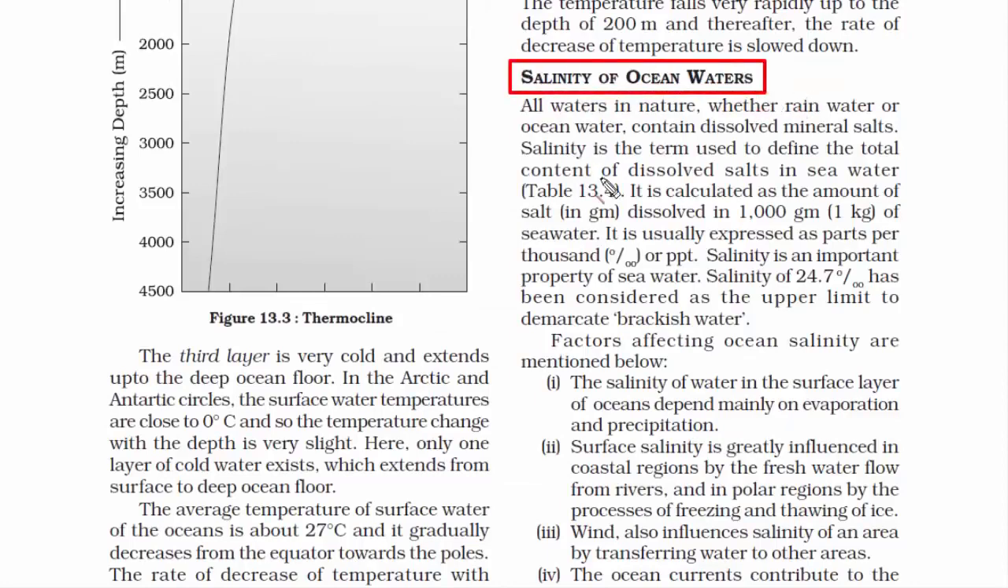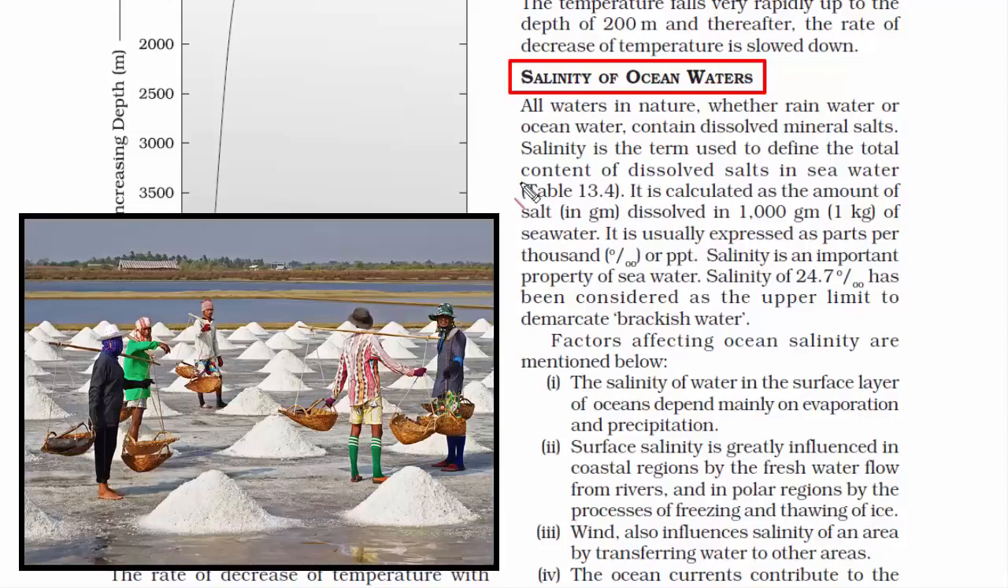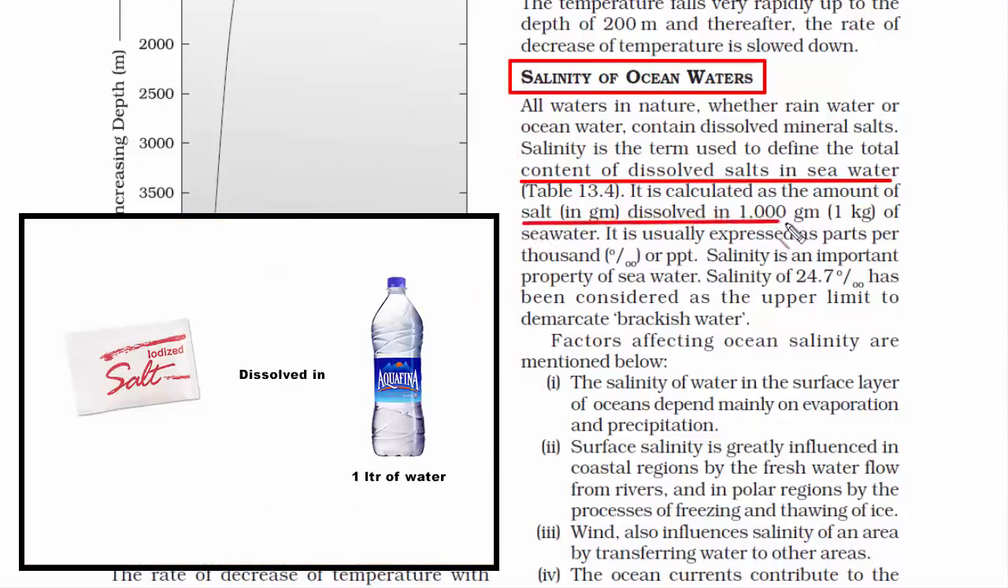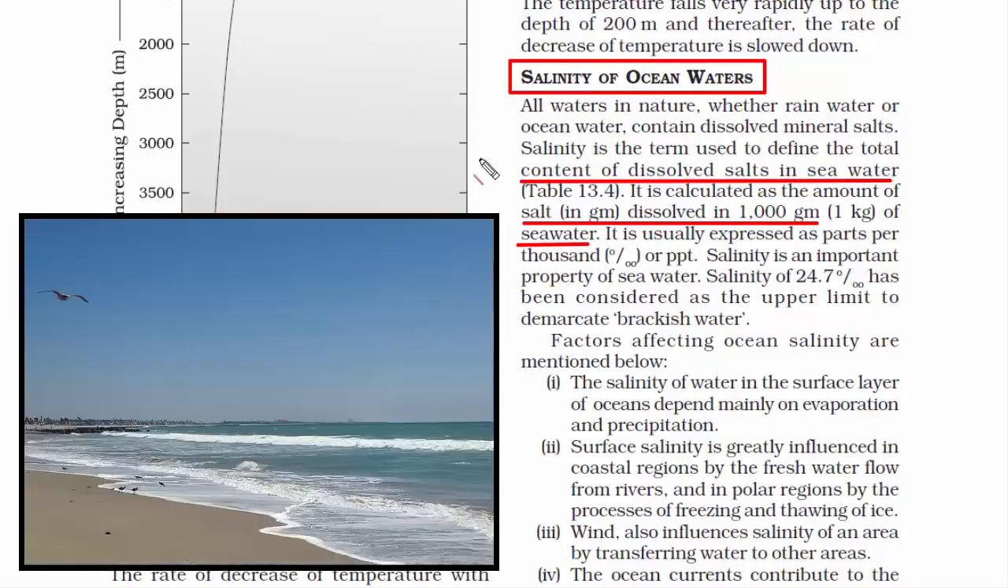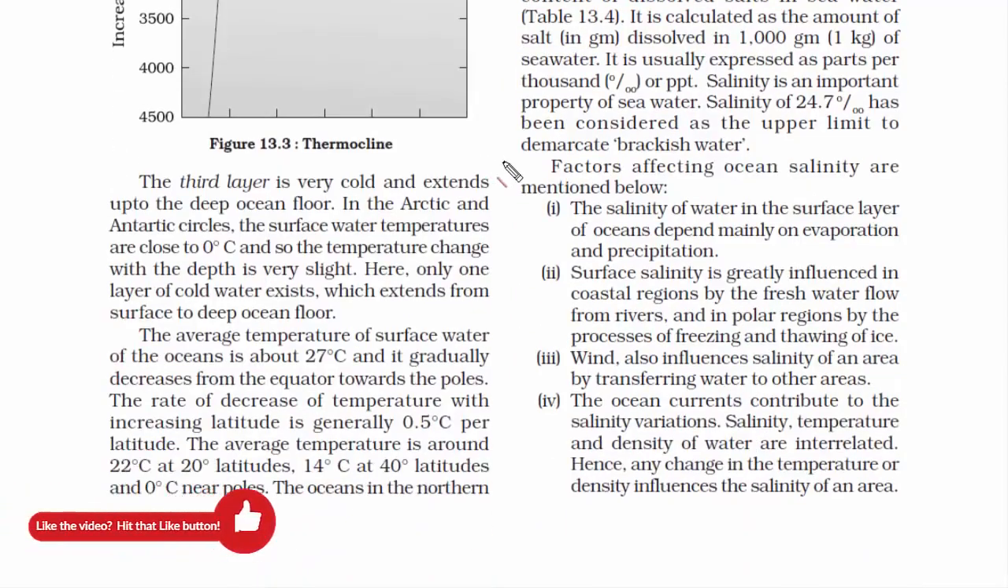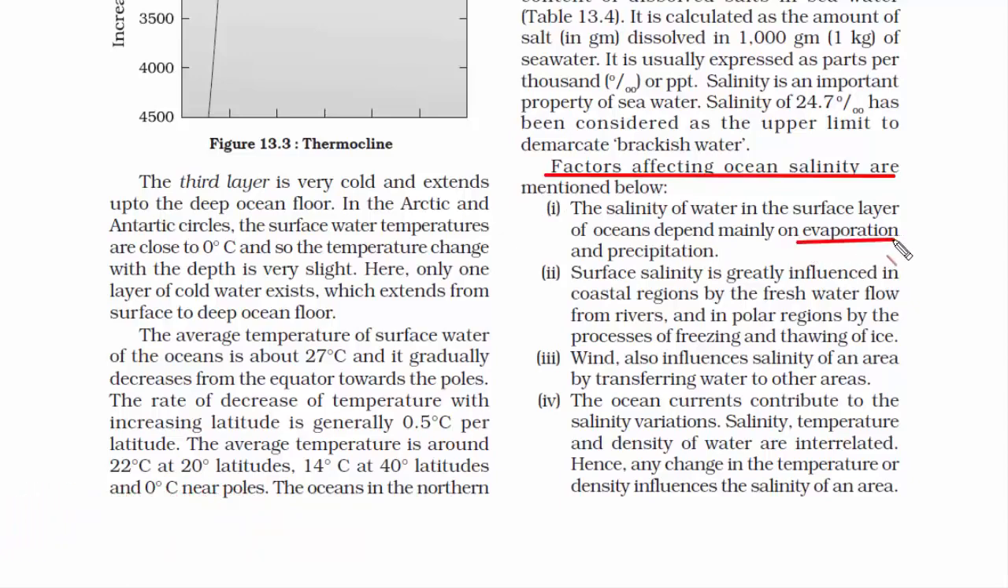Now, what is the meaning of salinity? It means salt. The amount of dissolved salt in a water is defined as salinity. It is calculated as the amount of salt in grams dissolved in 1000 gram, that is 1 kg of seawater. And we know that the seawater is salty. That means salinity is an important property of seawater. Now let's look at the factors affecting ocean salinity, meaning what are the ways in which the saltiness of ocean water is affected. The first one is evaporation and precipitation.